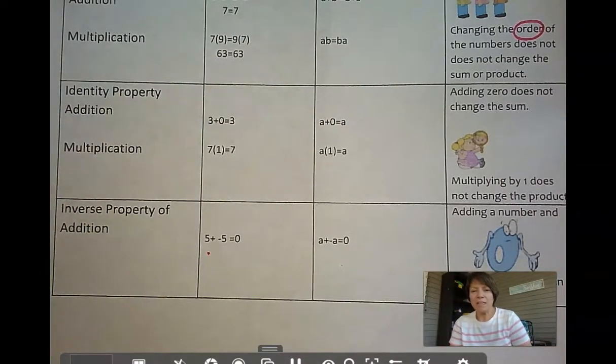Our third property then is the identity property. And this property says that if I add 0 to a number, I get the same number. I get the identical number.